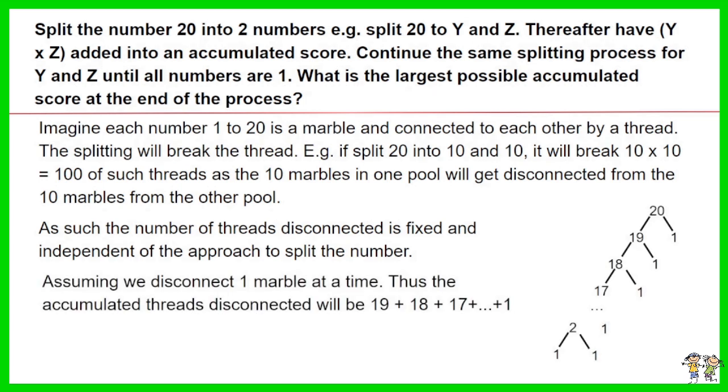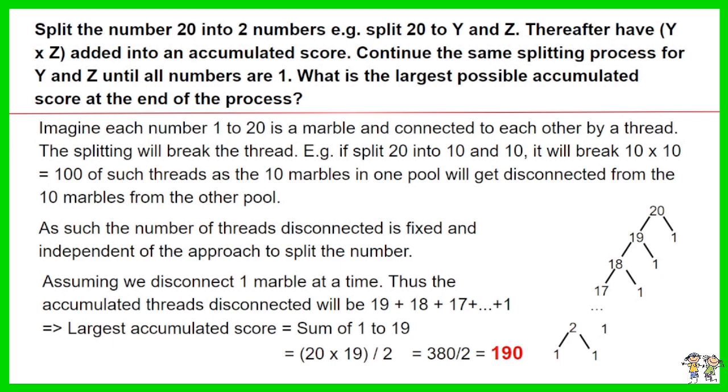Assuming we disconnect one marble at a time, the accumulated threads disconnected will be 19 plus 18 plus 17, and so on as shown on the diagram. Thus the largest accumulated score equals the sum of 1 to 19. Work out the equation and the answer is 190.